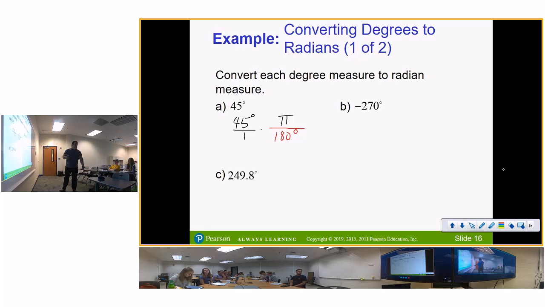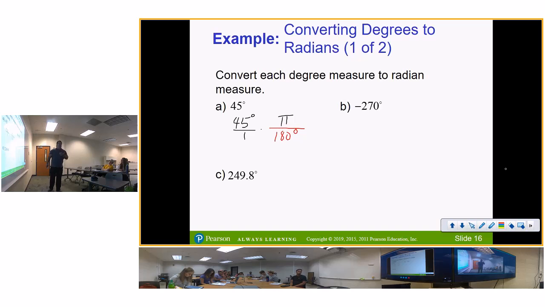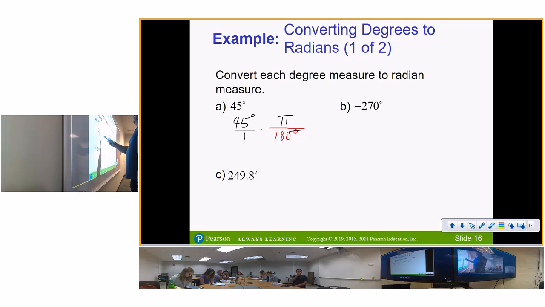Same thing with the unit circle. I showed people how to remember the unit circle, and they drop their jaw because they've been taught to memorize it. I don't teach people to memorize it. So the 180 goes out, and you're left with 45 pi over 180, and reduce if needed. I'm not going to get into reducing. Now, this negative 270, what is negative 270?